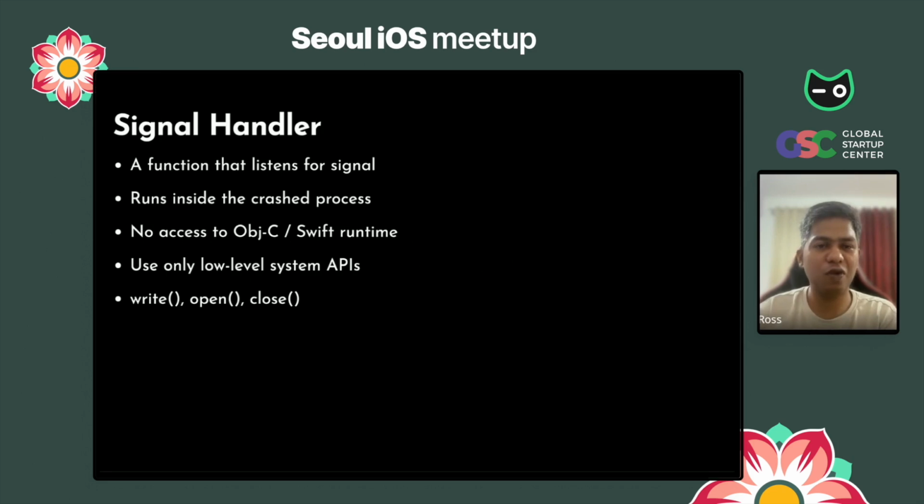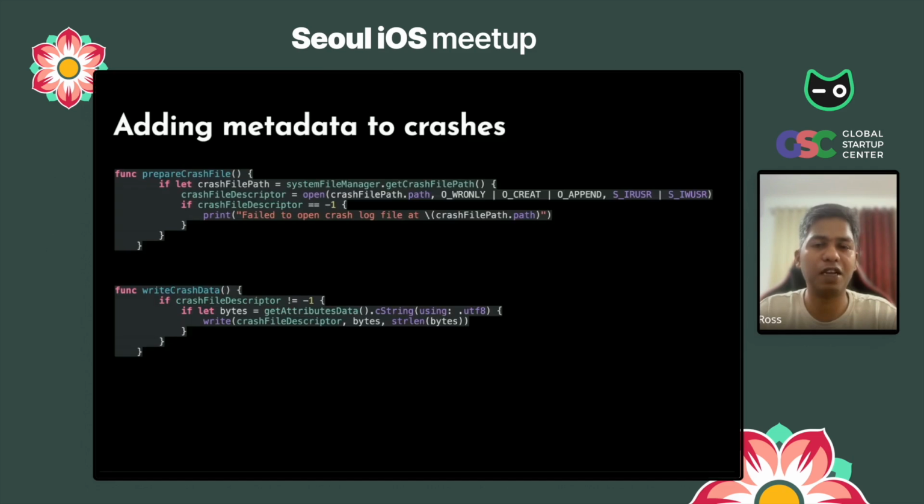So this is how a PL crash reporter uses these low-level APIs to essentially generate and save crash logs. Now, we had this one particular requirement where we not only wanted to collect the crashes, but we also wanted to add some metadata along the crashes as well. So, as I mentioned, we don't have access to Swift API.